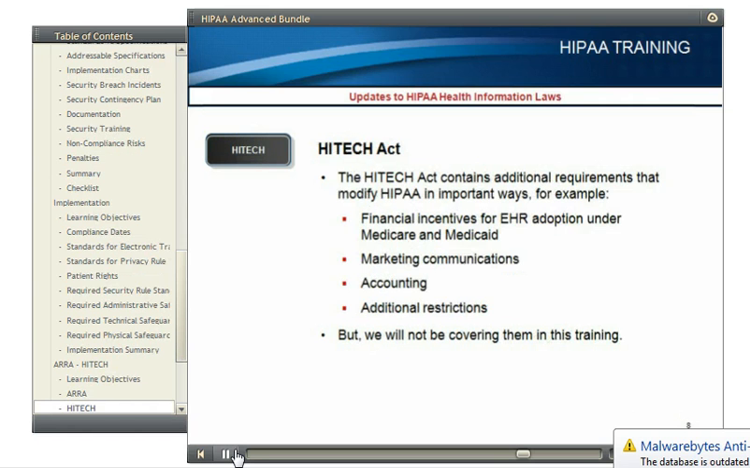High Tech Act. The High Tech Act contains additional requirements that modify HIPAA in important ways. For example, financial incentives for EHR adoption under Medicare and Medicaid, marketing communications, accounting, additional restrictions. But we will not be covering them in this training.